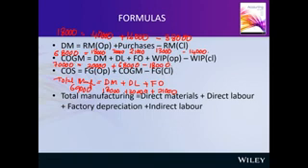For cost of sales, the formula is finished good opening plus cost of goods manufactured minus finished good closing. There is an additional question asked there. Total manufacturing cost is direct material plus direct labor plus factory overhead. Factory overhead is anything to do with the factory. We have factory depreciation and factory indirect labor. So this is total manufacturing cost.